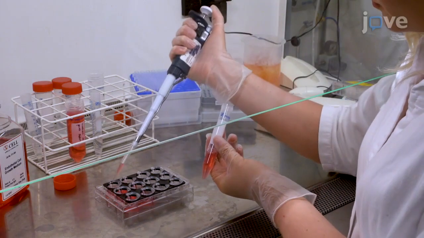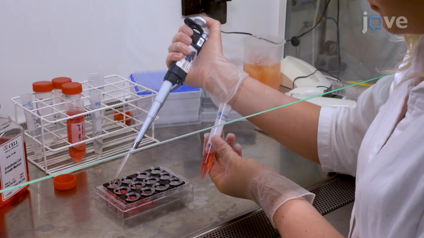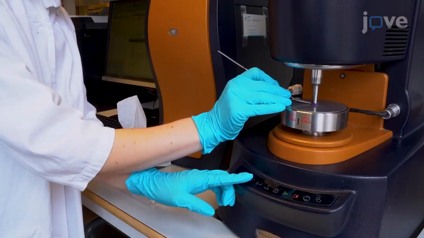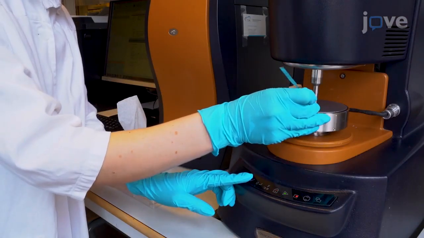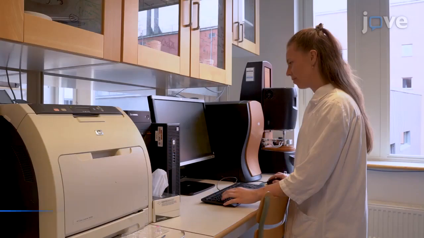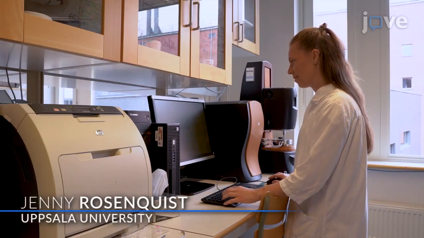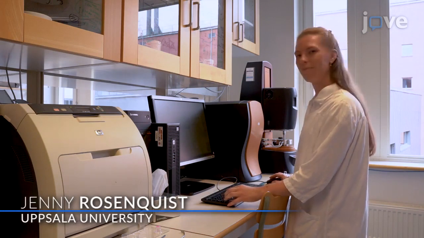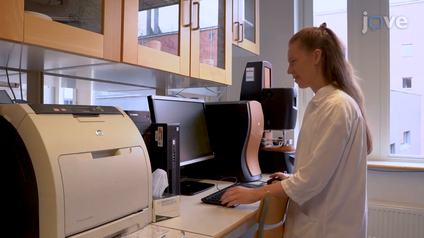This tumor-stroma interaction model can provide insight into hepatocarcinogenesis, and this is very important from both a mechanistic perspective and a treatment perspective. Demonstrating the procedure with Carlemi Calitz will be Jenny Rosenquist, a doctoral student from the Ångström laboratory.